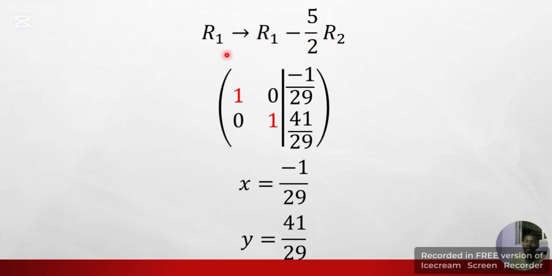So if we do that, we now have 1 and 0, 0 and 1, then minus 1 over 29, 41 over 29. That makes x equal to minus 1 over 29, and y equal to 41 over 29. Thank you.